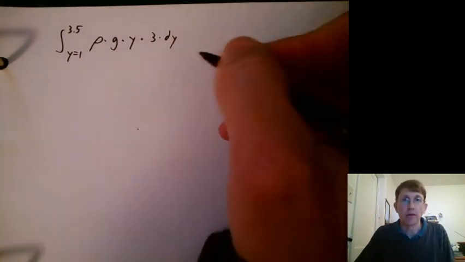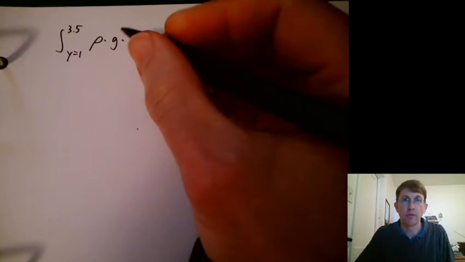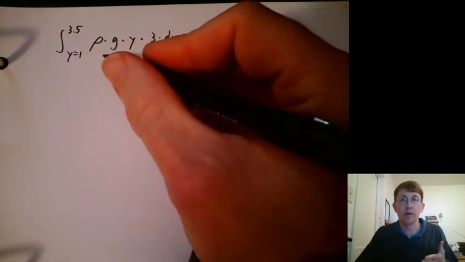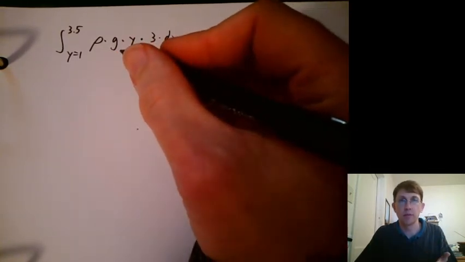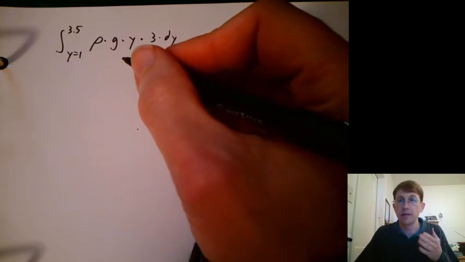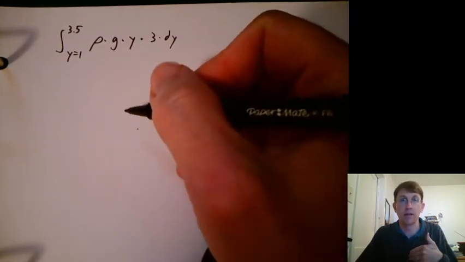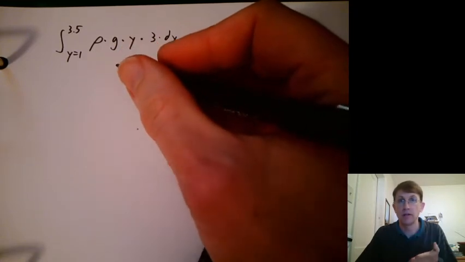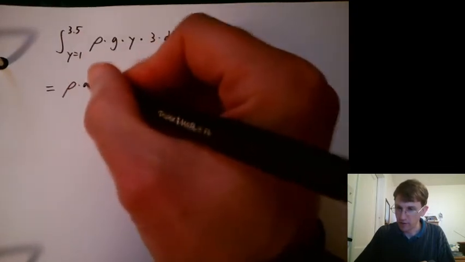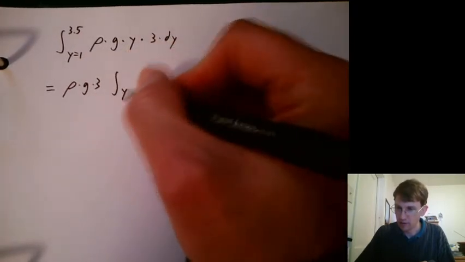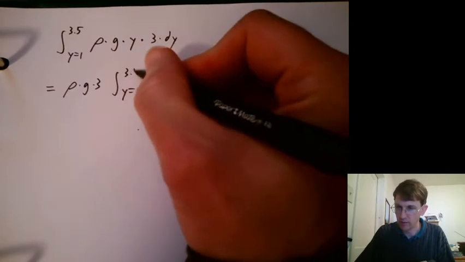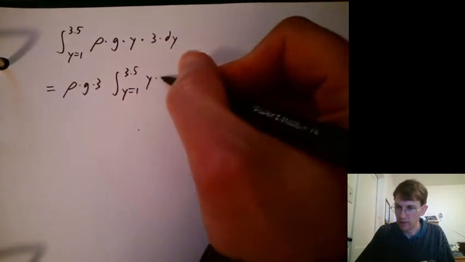So let's just work through this integral real quick. Remember, rho is 1,000 kilograms per cubic meter, g is 9.8 meters per second squared. But the nice thing is you actually don't have to know that until you get to the end of the integral. All you need to do is remember that rho and g are constants. So you could rewrite this with all the constants out front: rho times g times 3, integral y equals 1 to 3.5 of y dy.